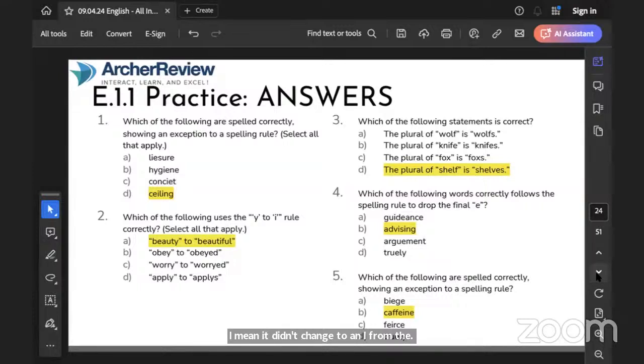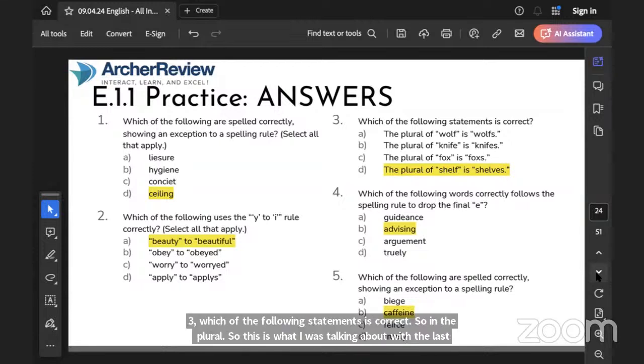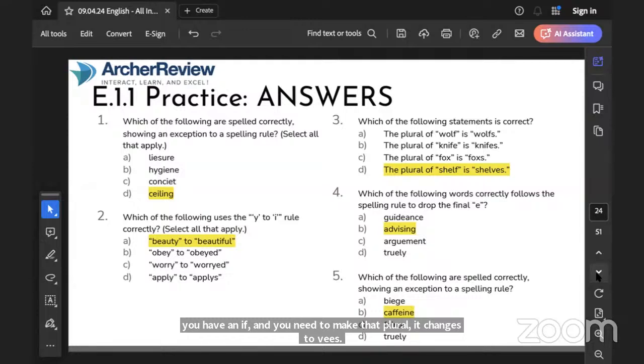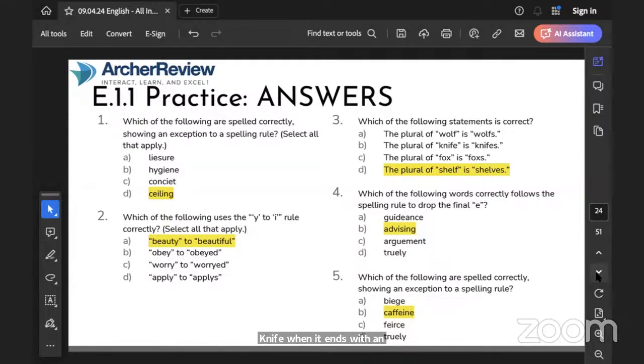Number 3, which of the following statements is correct? So in the plural, this is what I was talking about with the last few slides. Make sure that you understand the plural and how they change their spellings. So the plural of these. Wolf would actually be wolves. When you have an F and you need to make that plural, it changes to VES. Knife, when it ends with an FE, that's the same thing. It needs to be knives with a VES.